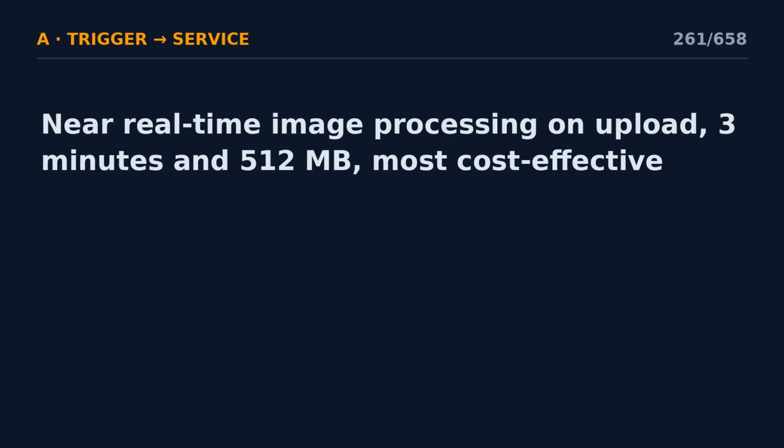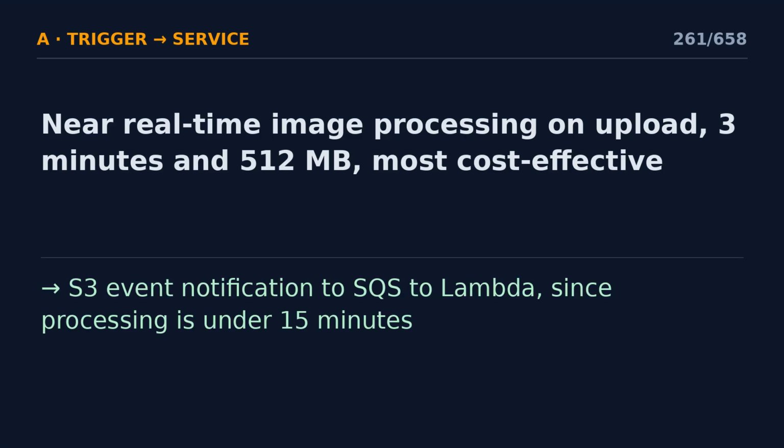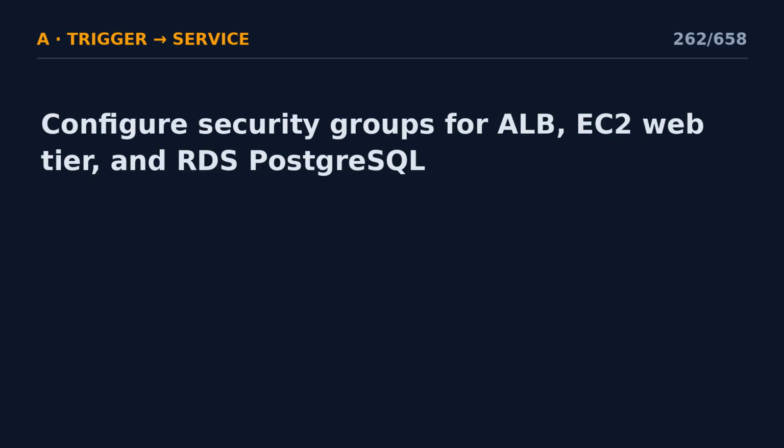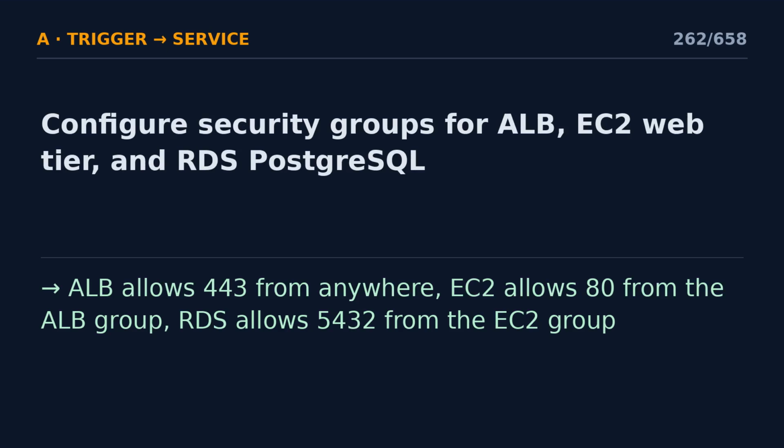Near real-time image processing on upload, 3 minutes and 512 megabytes, most cost-effective. Answer: S3 event notification to SQS to Lambda, since processing is under 15 minutes. Configure security groups for ALB, EC2 web tier, and RDS PostgreSQL. Answer: ALB allows 443 from anywhere. EC2 allows 80 from the ALB group. RDS allows 5432 from the EC2 group.